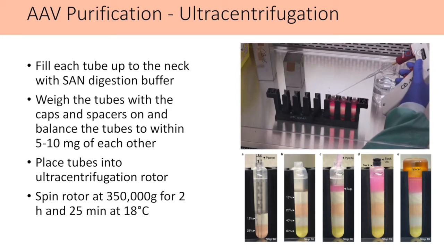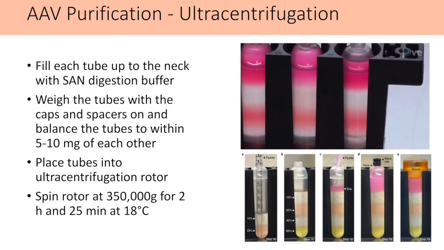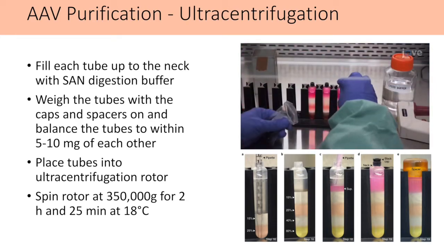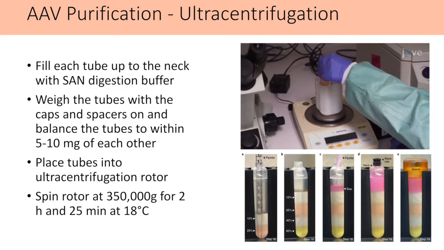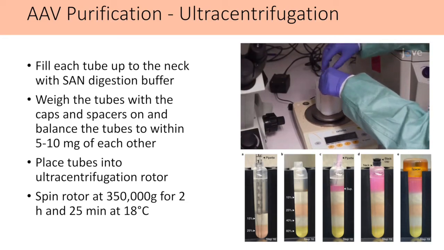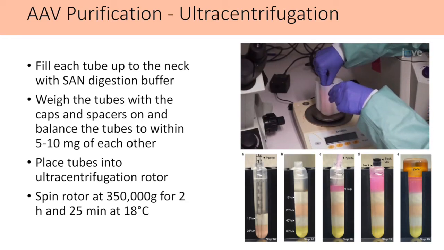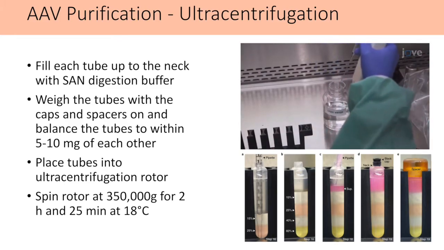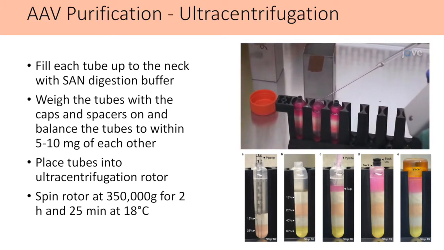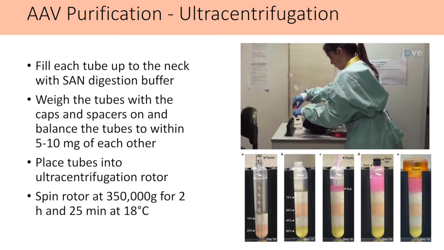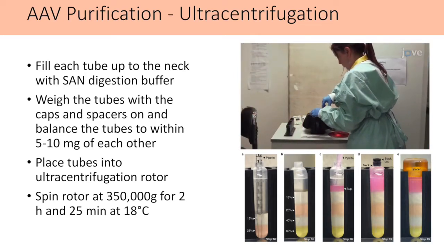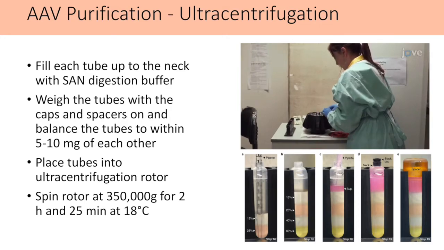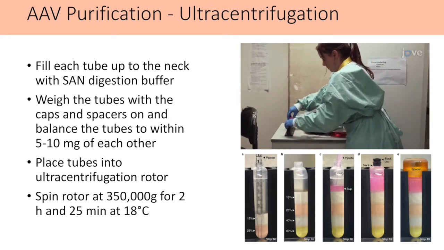Once all the layers have been added, you're then ready to add the supernatant containing your virus in the SAN digestion buffer. You would then fill the whole tube up to the top with additional SAN buffer, cap it, and then measure the weight of the fully capped and spacered capsule such that they can be properly balanced in the ultracentrifuge.